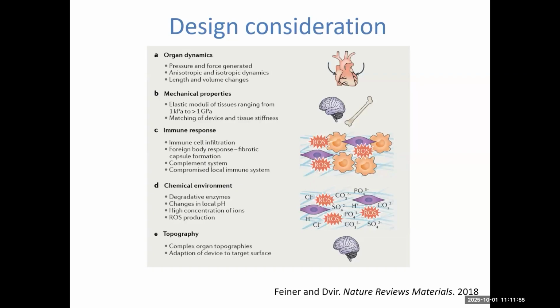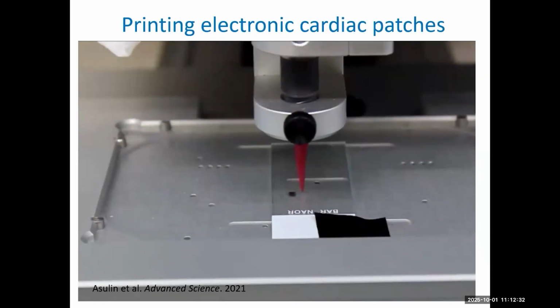But the electronics that we used so far was made in the clean room with lithography. And the mechanical properties of these electronics did not match the mechanical properties of the tissue. And if they're not matching the mechanical properties of the tissue, there will be an immune response, and eventually there will be rejection. And what we decided to do is to formulate the electronics to be printable and to have the same mechanical properties as the tissue. And this is what we did.